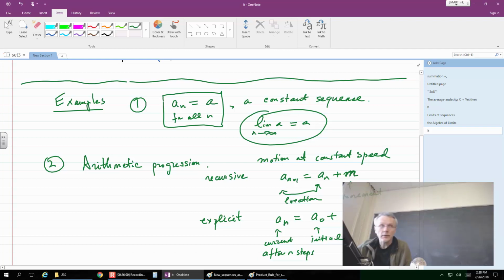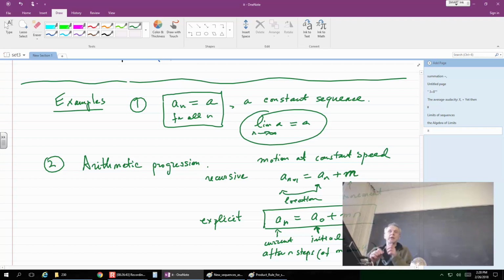N steps. Each step is m units long. Where am I? N steps, each m long. How much did I cover? M times n. So that is indeed the explicit formula for my progression.